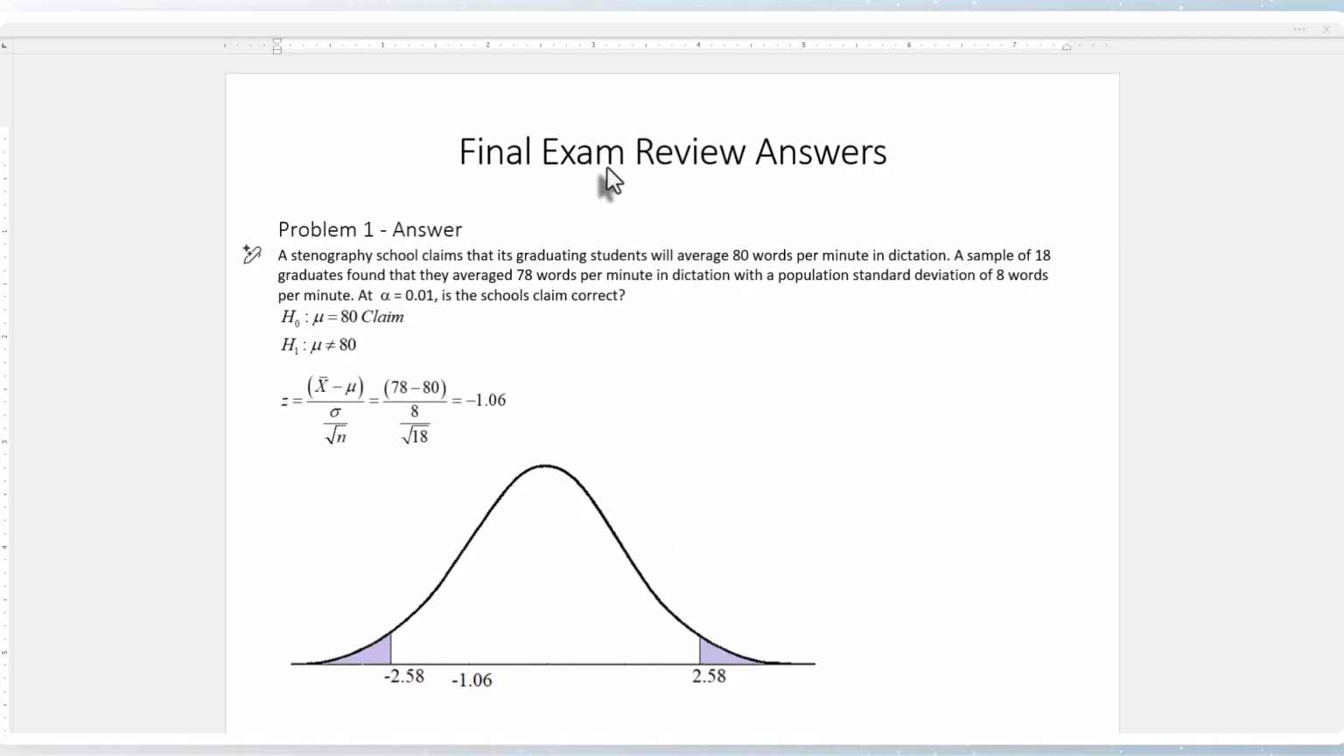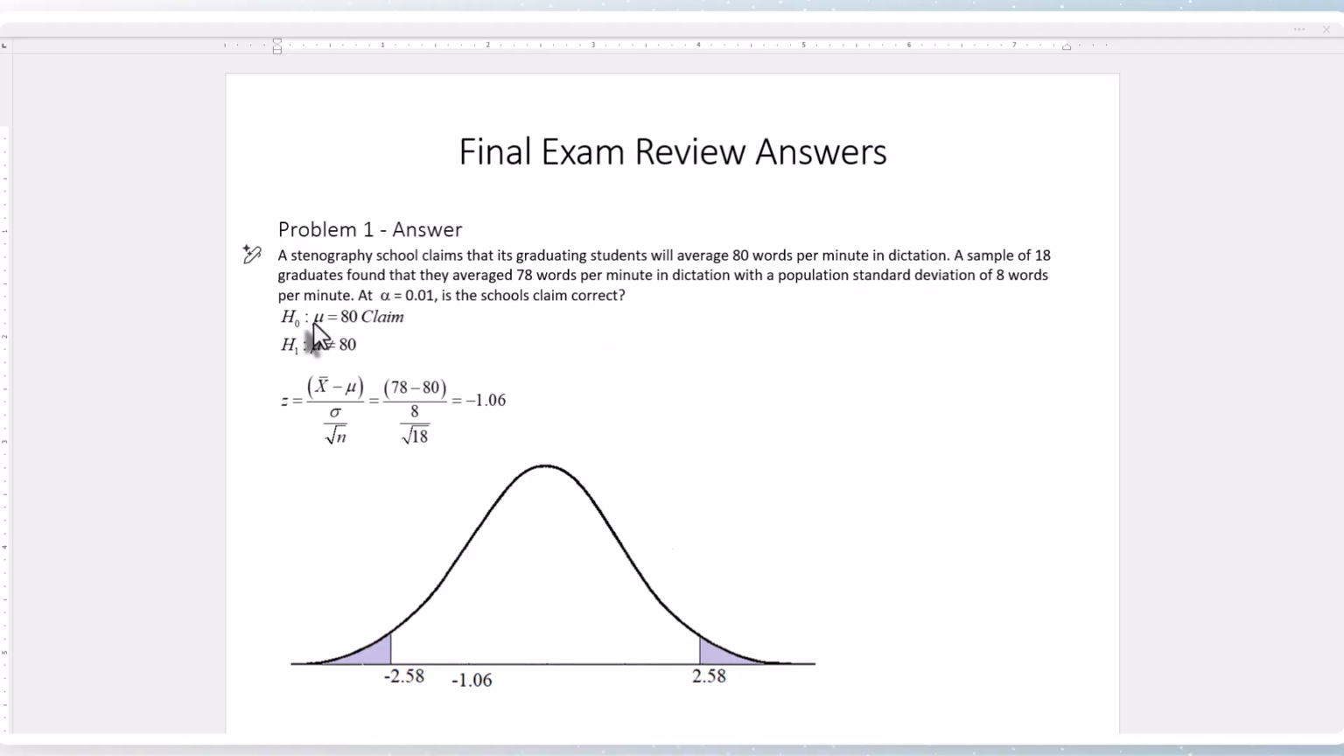It states that a stenography school claims that its graduating students will average 80 words per minute in dictation. A sample of 18 graduates found that they average 78 words per minute in dictation, with a population standard deviation of 8 words per minute. At alpha 0.01, is the school's claim correct?